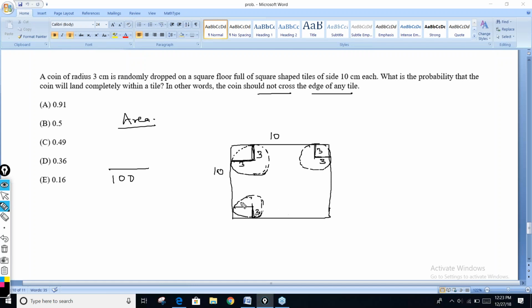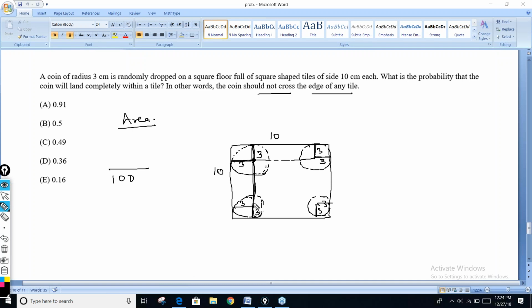So we need to leave 3 from here and 3 from here. And we are taking the picture into consideration, all the four corners. So 3 from here and 3 from here. So what is that favorable area? The favorable area, the center should lie in this range. That is my favorable area.